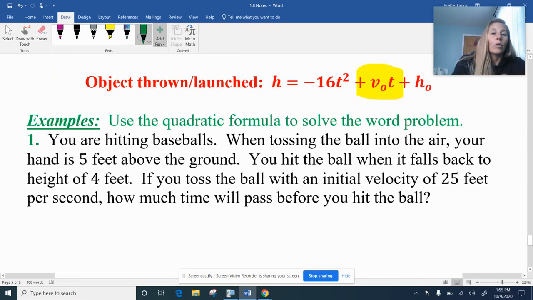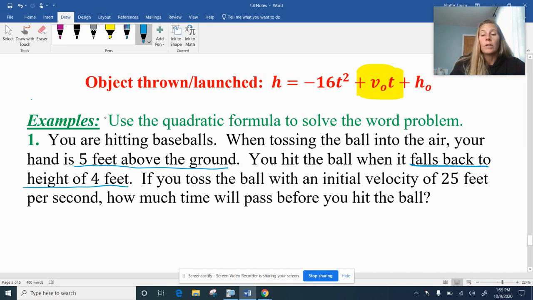So you're hitting baseballs, and when tossing the ball into the air, your hand is 5 feet above the ground. You hit the ball when it falls back to a height of 4 feet. If you toss it with an initial velocity of 25 feet per second, how much time will pass before you hit it?